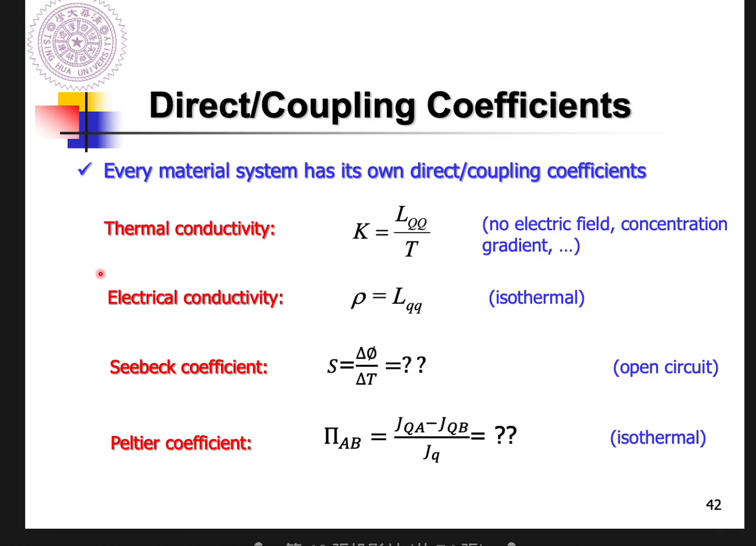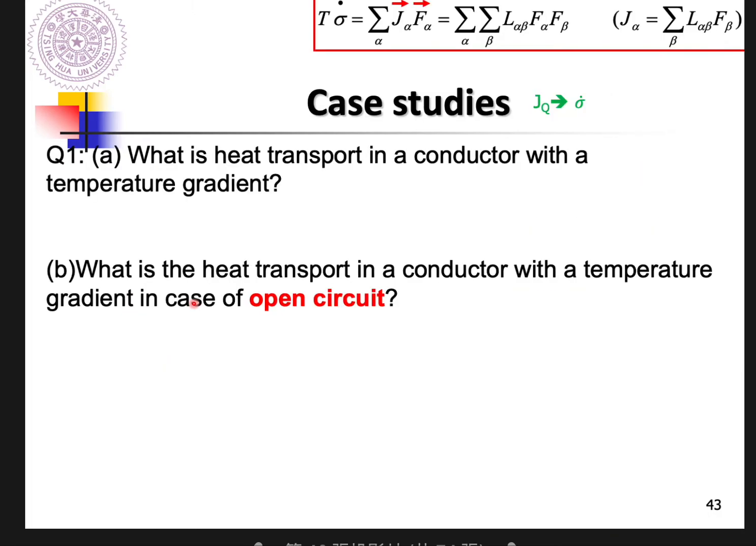Okay, so let's have a look. Let's take a look at the first two cases. The first one is case 1, question A: what is the heat transport in a conductor with a temperature gradient? So now we have a material, and this material is a conductor, and we also observe a temperature gradient applied on this conductor.